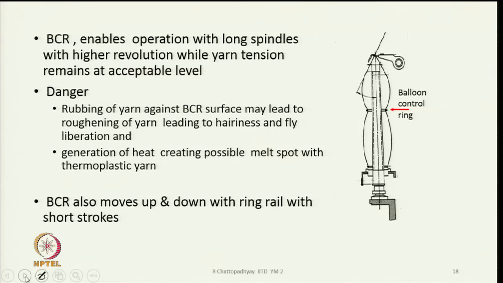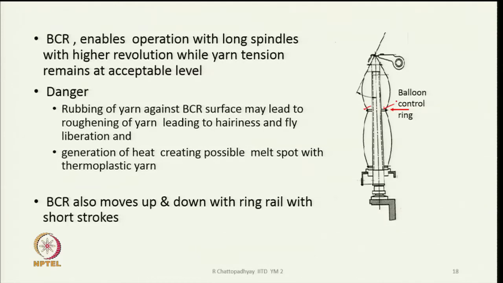The danger is the rubbing of the yarn against the balloon control ring surface. The yarn is in contact here and here also, and is continuously rubbing the inner wall of the balloon control ring. So, the yarn may get roughened, leading to hairiness and fly liberation. It can generate heat, creating possible melt spots with thermoplastic yarns. This possibility could be there, and the BCR also moves up and down with the ring rail, but with short strokes.